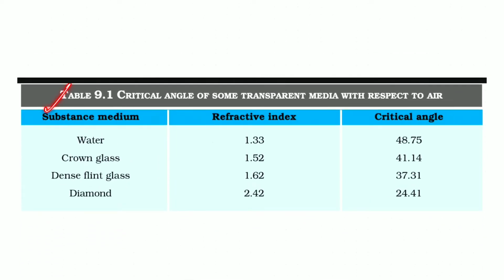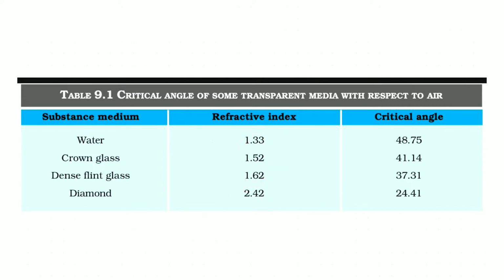So this is a table from your NCERT book. We have different mediums here: water, crown glass, dense flint glass, and diamond. These are some refractive indices. Water has a refractive index of 1.33, crown glass has 1.52, dense flint glass has 1.62, and diamond has 2.42. So diamond is very dense, you guys can understand, right? It is optically denser than all of the others, right?